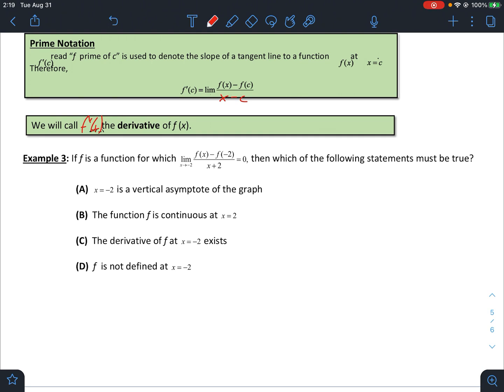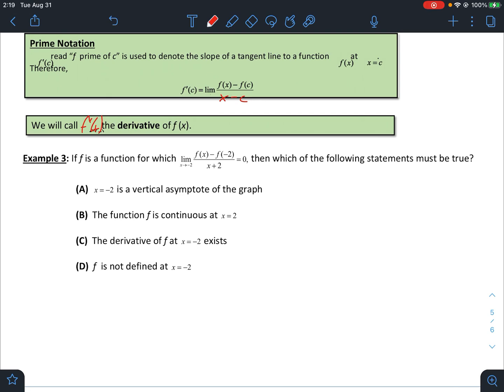All right, so we're going to finish today with one more example here. If f is a function for which the limit as x approaches negative 2 of f of x minus f of negative 2 over x plus 2 is equal to 0, which of the following statements must be true? Okay. So part A says x is equal to negative 2 is a vertical asymptote of the graph.